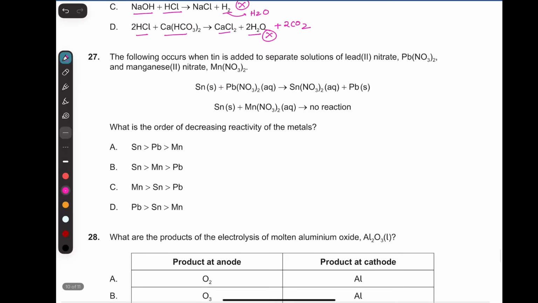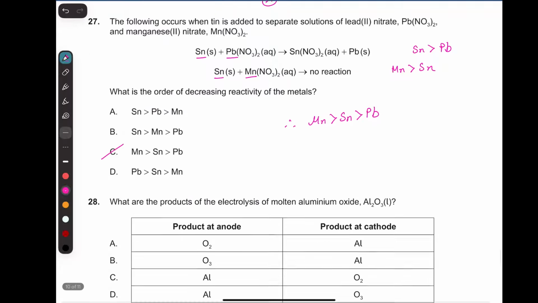Next, we have to check reactivity. So Sn can replace Pb, so Sn is more reactive than Pb. Sn cannot replace Mn, so Mn is more reactive than Sn. Combine these two together, you'll have Mn more reactive than Sn, more reactive than Pb. So Mn, Sn, Pb, option is C.